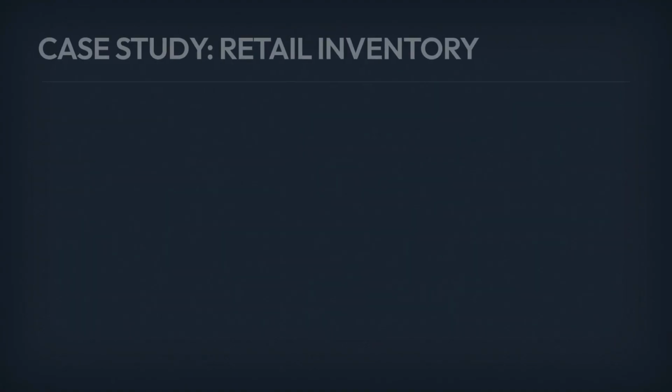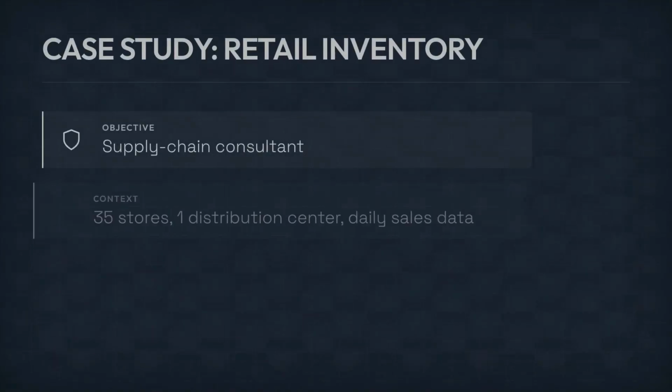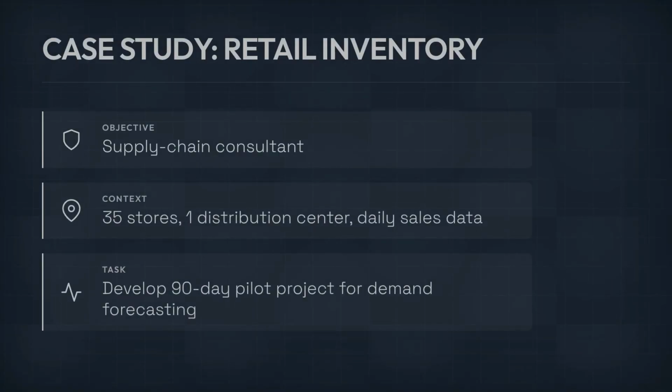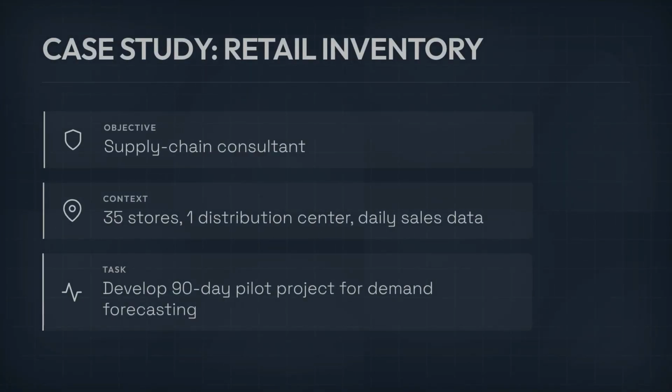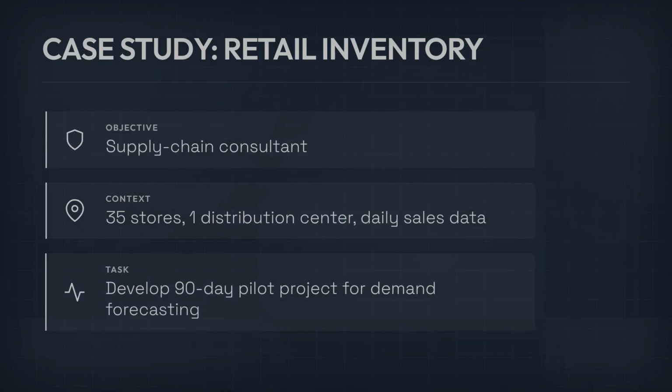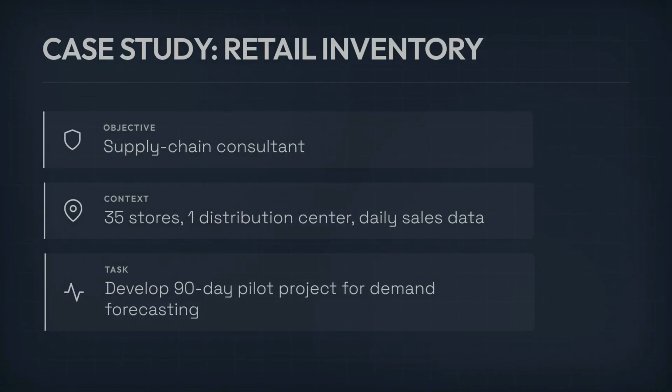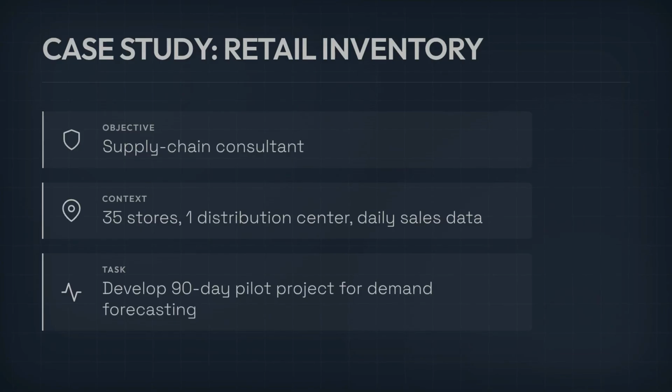Imagine a company experiencing retail inventory problems. A weak prompt would be: use AI to improve inventory. A professional prompt defines the role: supply chain consultant. It details the context: 35 stores, 2 years of sales data by product and size. The task is to develop a 90-day pilot project for demand forecasting and inventory allocation.